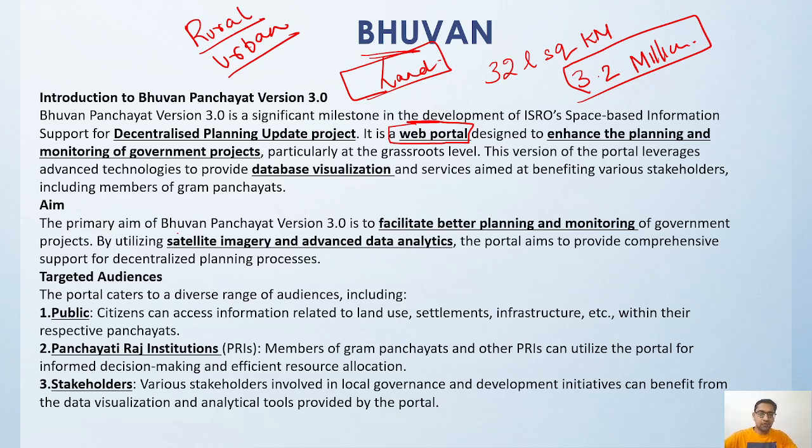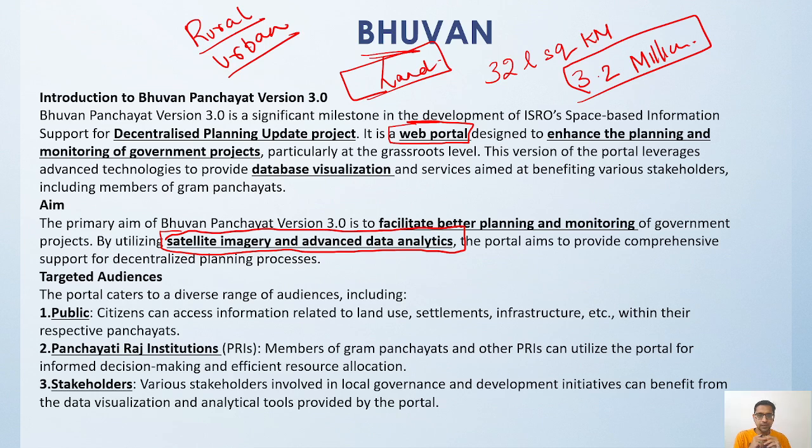So here is where the satellite comes in. Satellite imagery and advanced data analytics tools are being utilized in order to properly analyze the area, properly find out the area, and how we can properly manage that area. Okay, so Bhuvan is directly connected to the rural areas of our country, where a lot of government projects are there, and even the urban areas are there, where that is all connected.